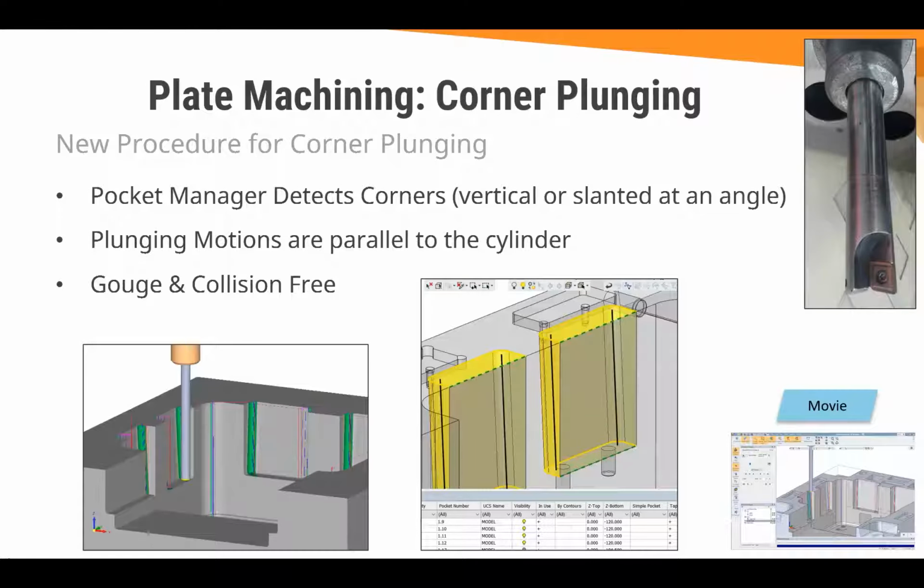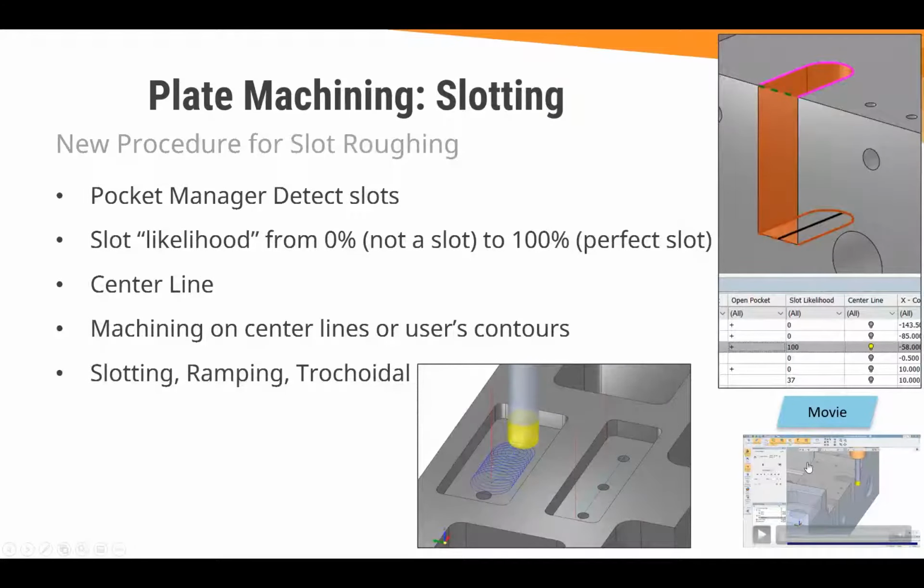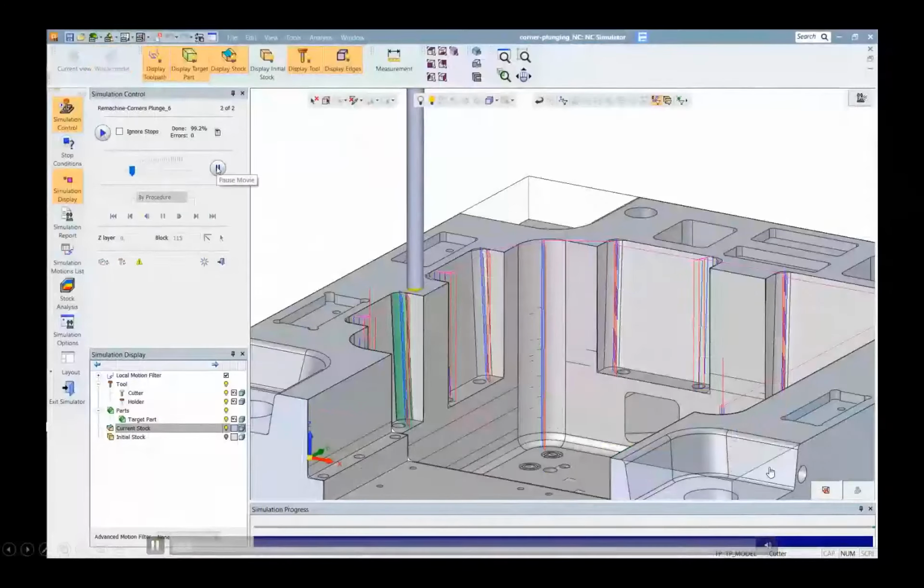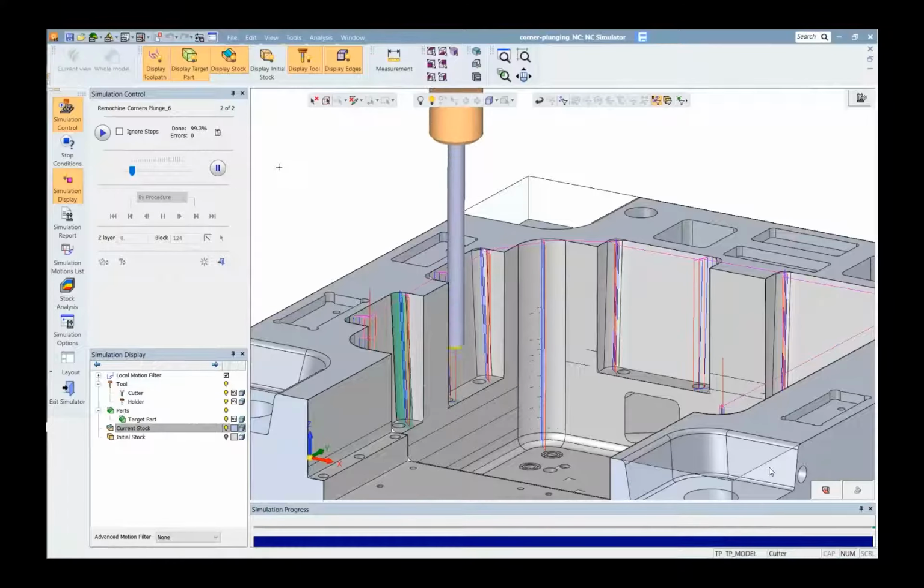So we can also look into corner plunging. So in the Pocket Manager, it detects corners, vertical or slanted at an angle, and allows us to generate plunging motions that are parallel to the cylinder, and it has that gouge and collision free detection as such. So just having a little video of this as such. So again, we're just moving down, and we can see this motion is really, really good for a plate machining procedure as such. Get that nice geometry there.